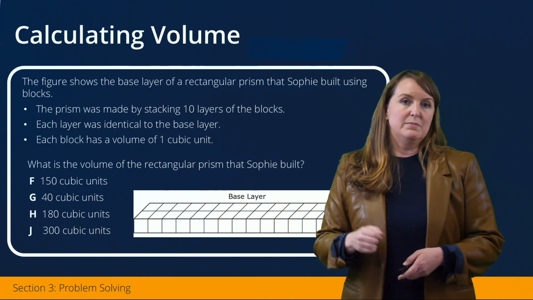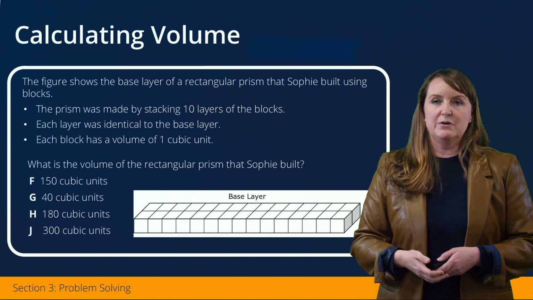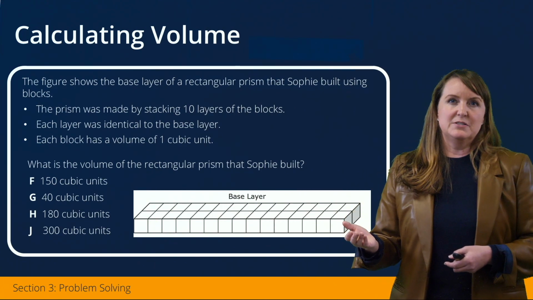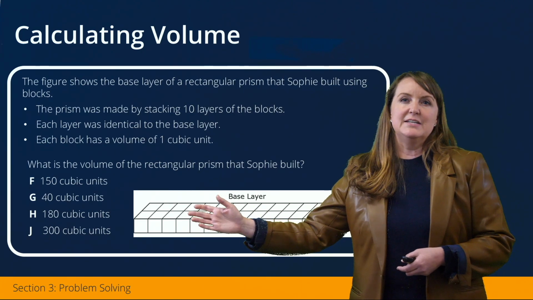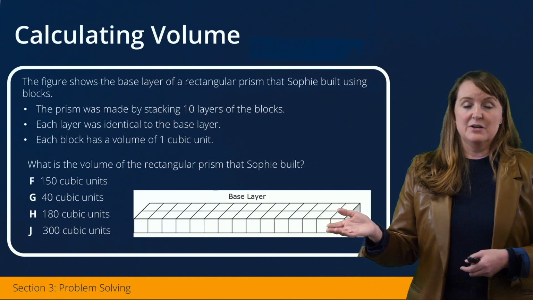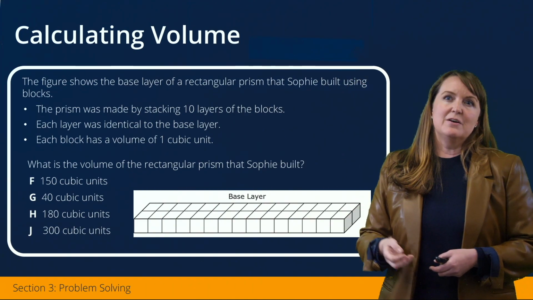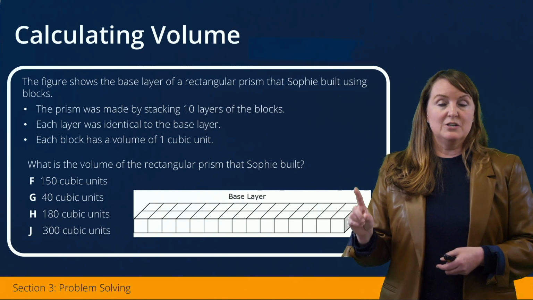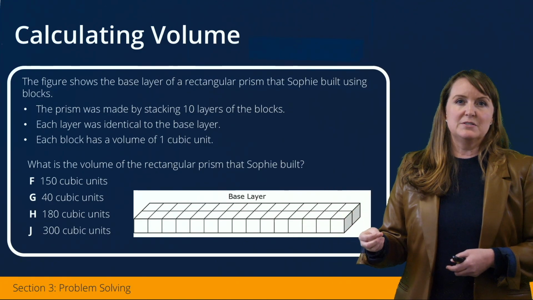Here's another word problem question that your students might be faced with across the elementary grades. The figure shows the base layer of a rectangular prism that Sophie built using blocks. The prism was made by stacking 10 layers of the blocks. So those layers are going to tell us about the height. And each layer was identical to the base layer. And each block has a volume of 1 cubic unit. So then what is the volume of this rectangular prism that Sophie built?